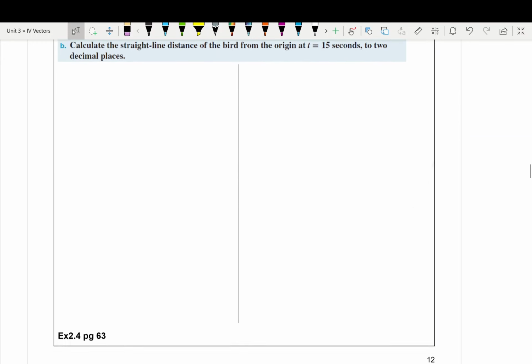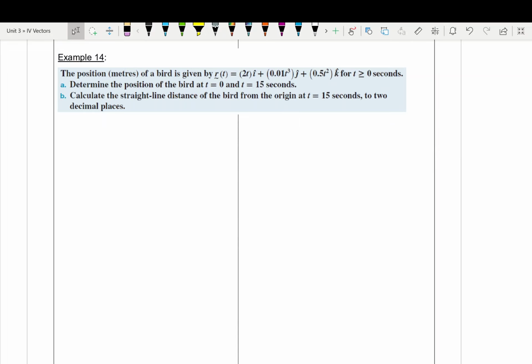Okay, and our last example, I believe, last example, the position of a bird is given by r of t is equal to 2t i plus 0.01 t cubed j plus 0.5 t squared k for t greater than or equal to 0 seconds. Determine the position of the bird at t equals 0 and t equals 15. So at t equals 0, r of 0 is equal to, well, this is just 2 times 0, 0.01 times 0 and 0.5 times 0. So this is actually 0i plus 0j plus 0k. And we have a fancy word for that, which is the origin.